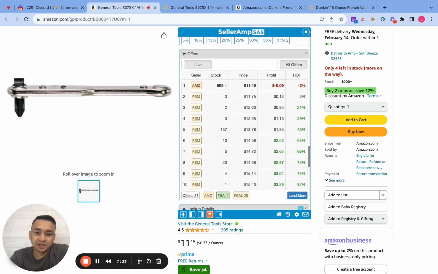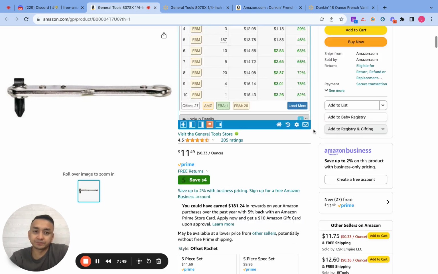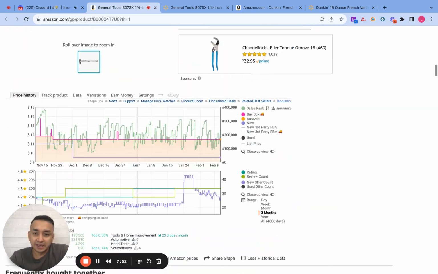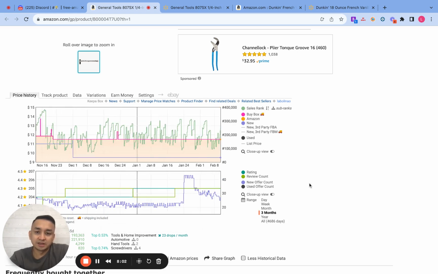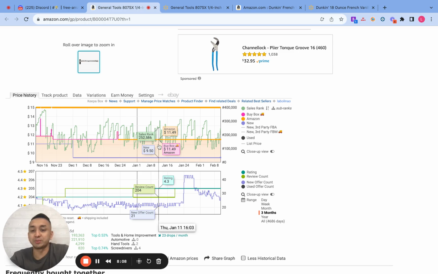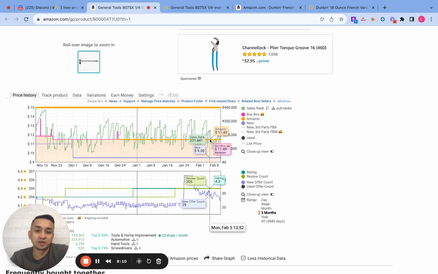So there's that. This one is going to be a no automatically for me because Amazon's on the listing, and they're pricing the product at $11.49 right here, which gives me a negative 2% ROI, and they also have so much inventory. And if you look at the listing here on Keepa, they've been on the listing in the past 3 months, man, the whole year actually. And they're pricing this at $11.49, right? So there's no way for me to compete with Amazon because of their pricing right now.